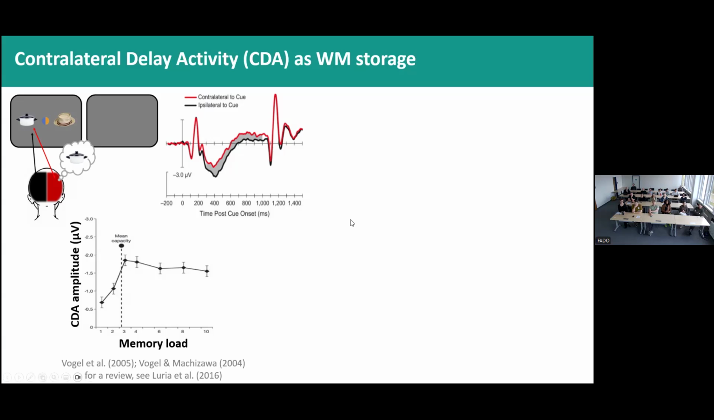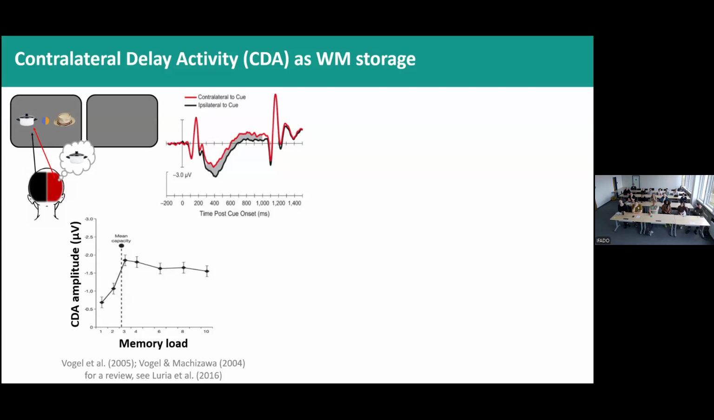So the CDA is a widely used index of the number of items in working memory. Here on the y-axis you have the CDA amplitude, and on the x-axis you have the memory load. As the memory load increases from 1 to 2, the CDA increases from about 0.7 to 1.2 or so. And then from 2 to 3, there's an increase up to about -2 microvolts. But actually, it's not about the microvolts, it's rather how many items. After 3 or 4 items, it reaches a plateau, so it does not increase anymore. The capacity of visual working memory is about 3 to 4, so it really stops at the capacity.